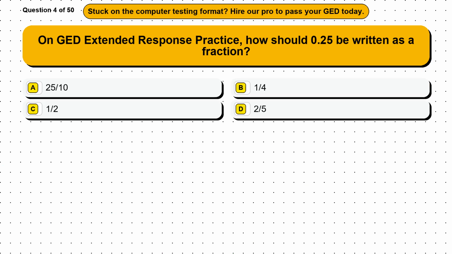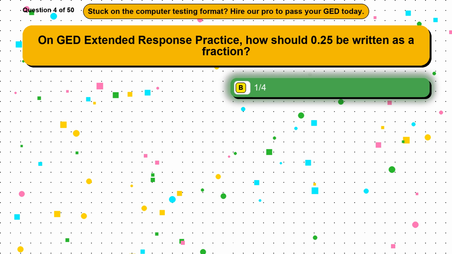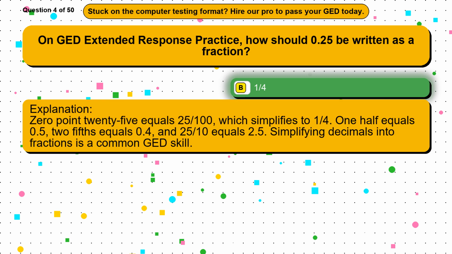Question 4. On GED Extended Response Practice, how should 0.25 be written as a fraction? Option A, 25 tenths. Option B, 1/4. Option C, 1/2. Option D, 2/5. The correct answer is option B. 1/4. 0.25 equals 25/100, which simplifies to 1/4. 1/2 equals 0.5, 2/5 equals 0.4, and 25 tenths equals 2.5. Simplifying decimals into fractions is a common GED skill.